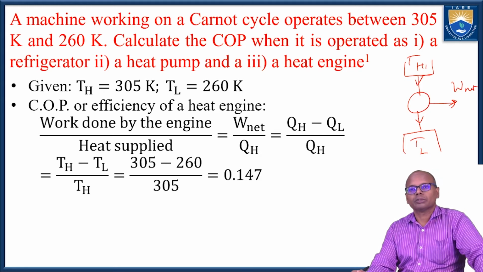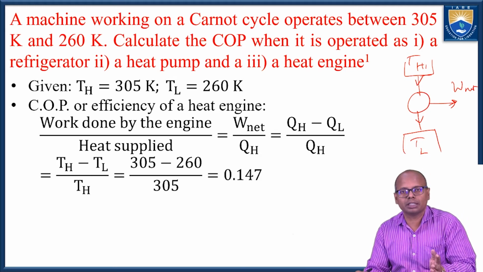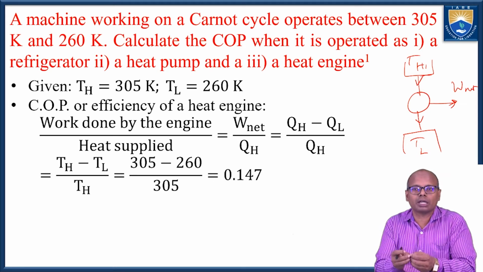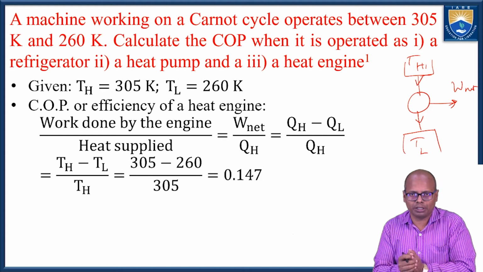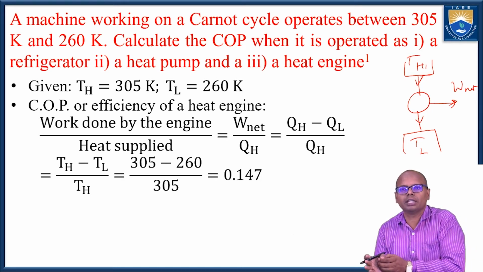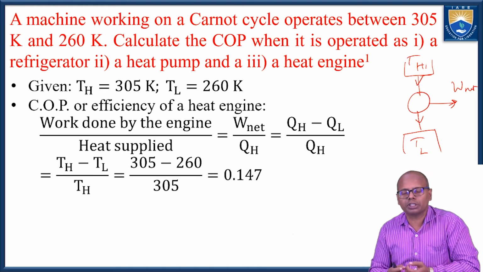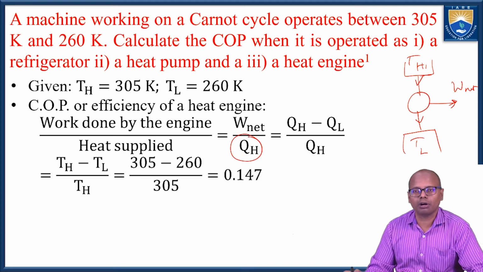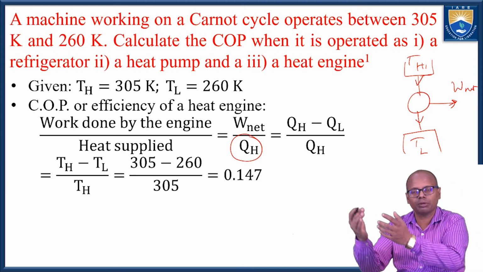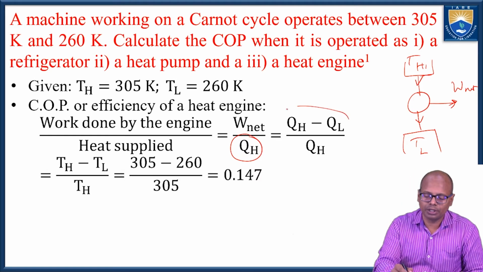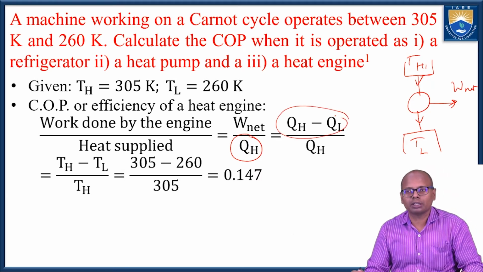So the COP or efficiency of the heat engine is nothing but the amount of work which it can supply. Okay, the amount of work that can be produced by the heat engine. Now what is the input? The input is the amount of heat taken from the hot reservoir. So it is taking heat from the hot reservoir, that is the input, and the output is the amount of work that it can supply.